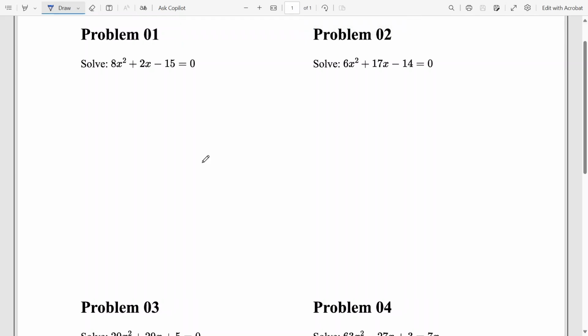In this video, we are going to solve quadratics that can be factored but have the number in front of x squared greater than 1. So let's look at this first one. We're going to solve 8x squared plus 2x minus 15 equals 0. First, we're going to factor it.